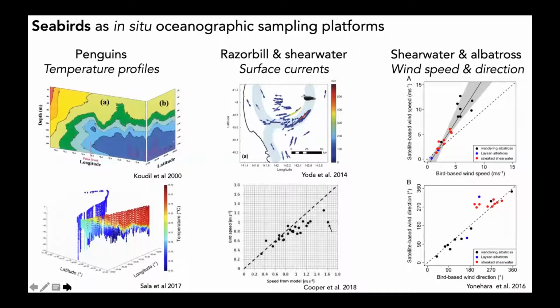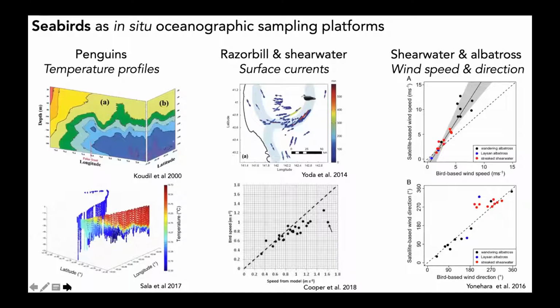But there have also been some really creative ways of measuring environmental conditions from seabirds. Birds resting on the surface can be used to measure surface currents. There's been some work to disentangle the influence of both surface currents and wind on at least one species. You can see on the plot below really good correlation. This data is from razorbills, and there's really high correlation between modeled surface currents and a bird resting on the surface.